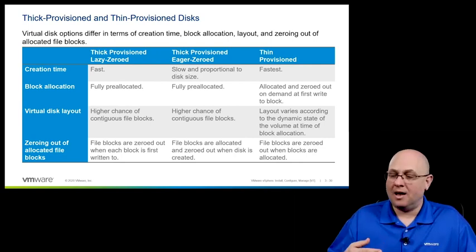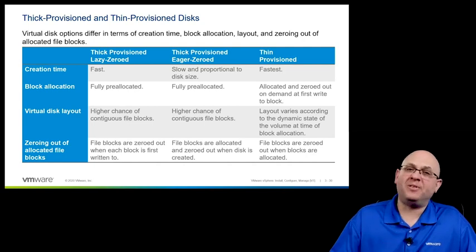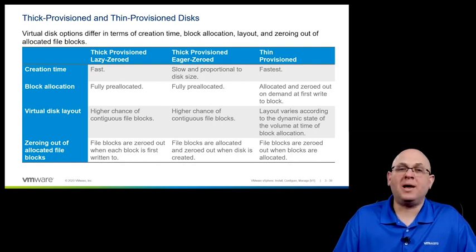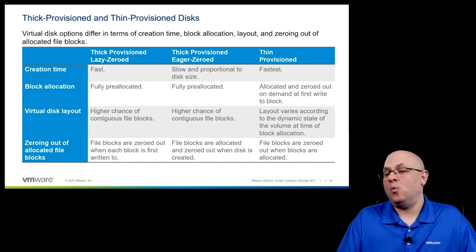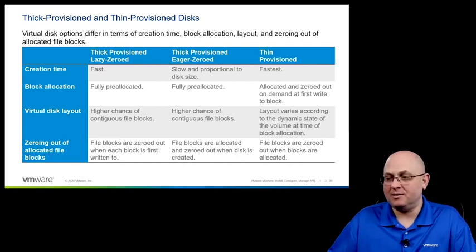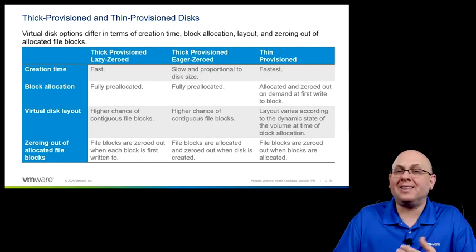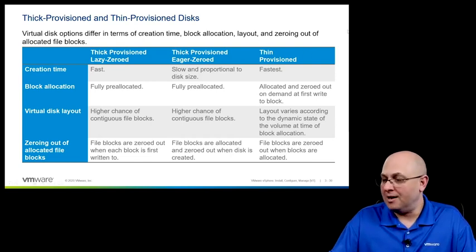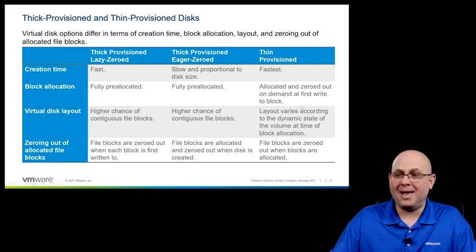And we zero out those blocks right at the beginning. So we might have a chance of seeing a little bit better write performance. Now, when we thin provision a disk, the creation time is absolutely the fastest. Okay? We only allocate the disk space when we try to write to the disk. Okay? So it's done at first write on demand.